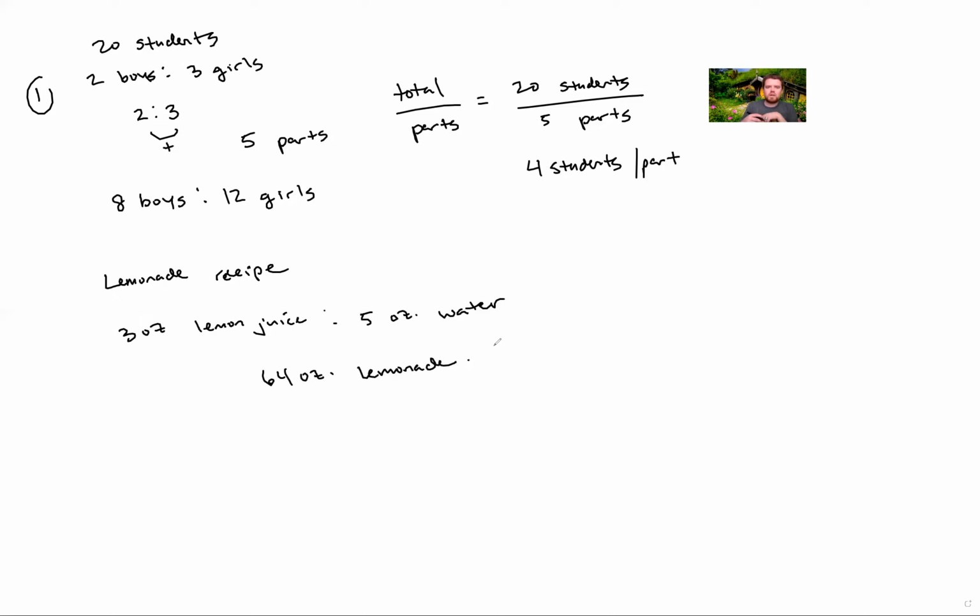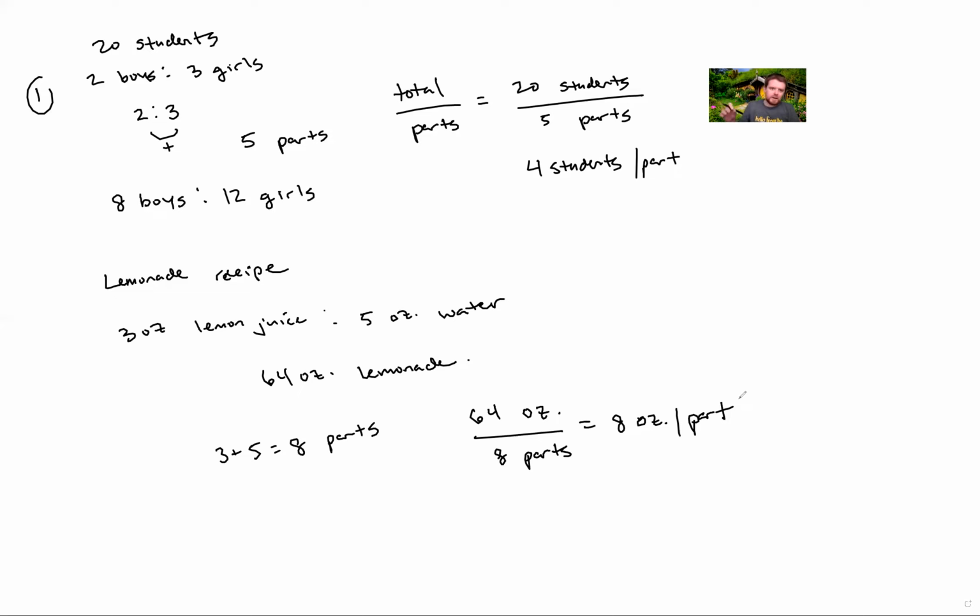So we're going to do the same thing. Add up the parts, 3 plus 5. That gives me 8 parts. So just like we did in number 1, I need to make a total of 64 ounces. There are 8 parts. 64 divided by 8 gives me 8 ounces per part.